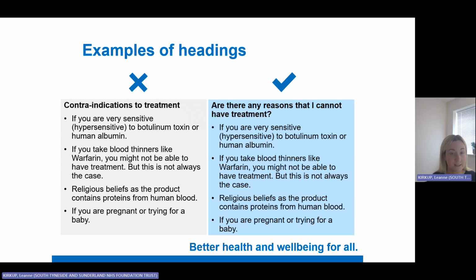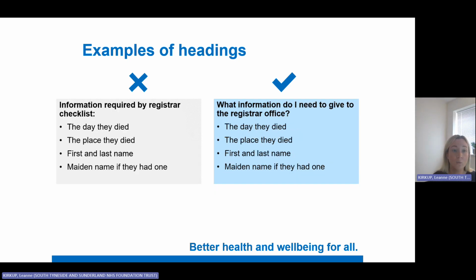It's more conversational. It's that question that people might ask. And then we have the reasons that you might not be able to have treatment underneath that heading. So again, just reader friendly. It's a nicer way to break that information up and use a heading. Then we've got information required by registrar checklist. And then on the other side of that, we've got what information do I need to give the registrar office? Again, we're just keeping it as questions that people may genuinely ask, because it's a nicer, easier read. It's not much of a difference there, just the way that we've written that heading.